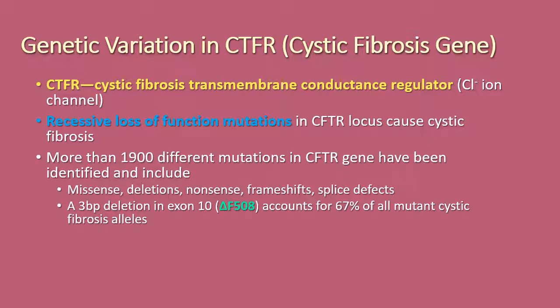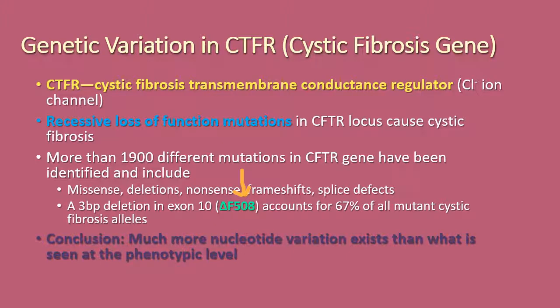They found that there are more than 1,900 different mutations in this gene, and they're all different kinds of mutations. So you have missense, deletions, nonsense, frame shifts, splice defects. All these things are present. Now, a majority of people that have cystic fibrosis have a particular mutation called delta F508, which is present in exon 10, and it's a 3 base pair deletion. That accounts for 67% of the alleles in the population that lead to cystic fibrosis, but there are a lot of other ones out there as well.